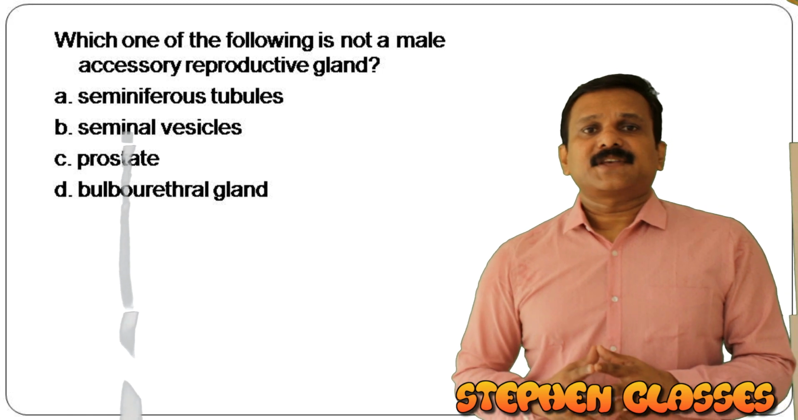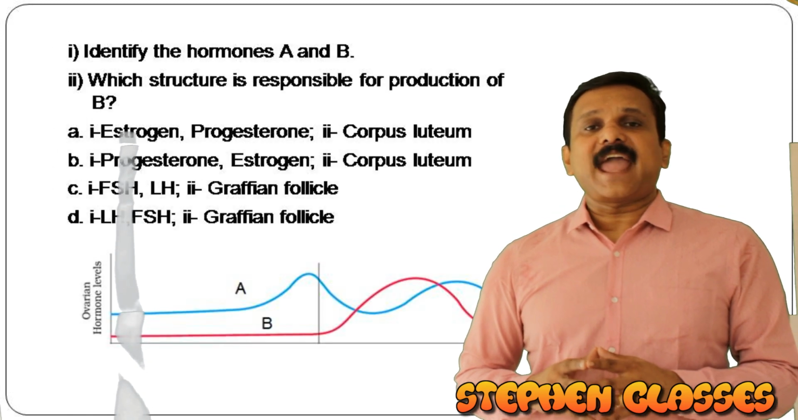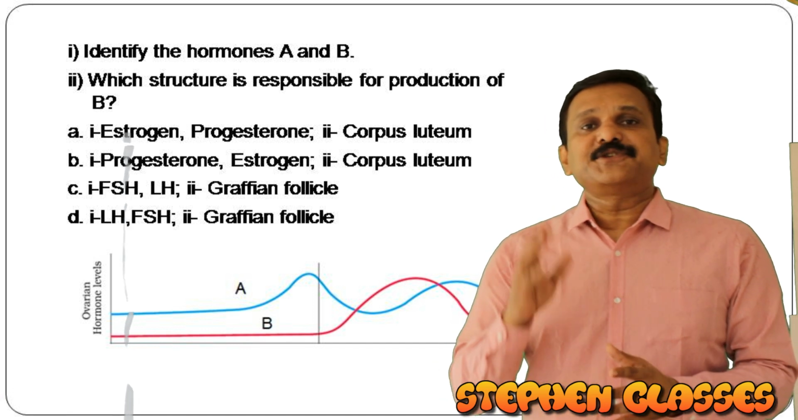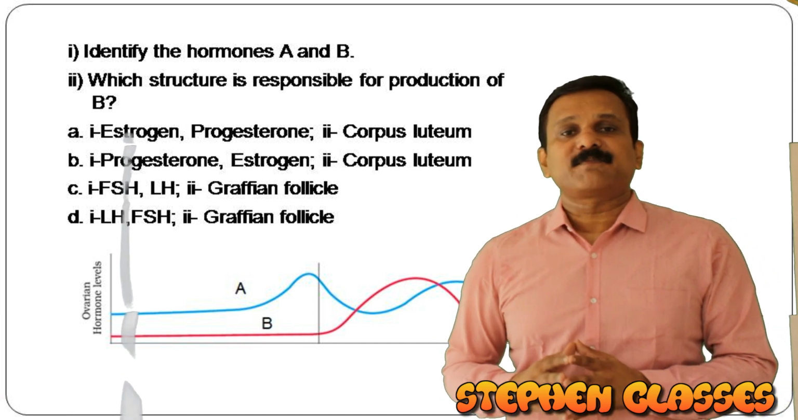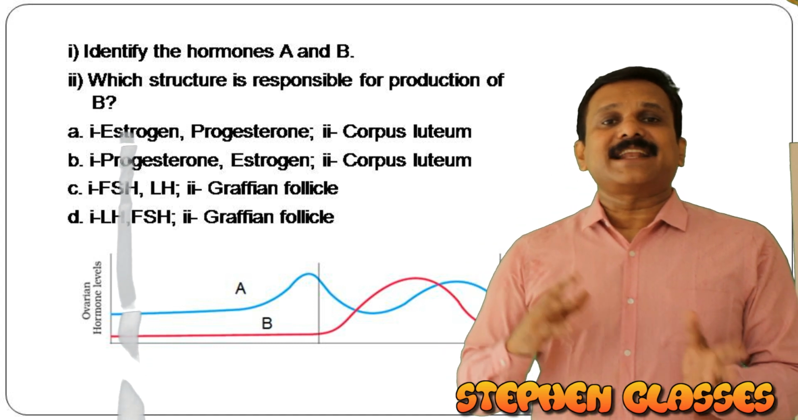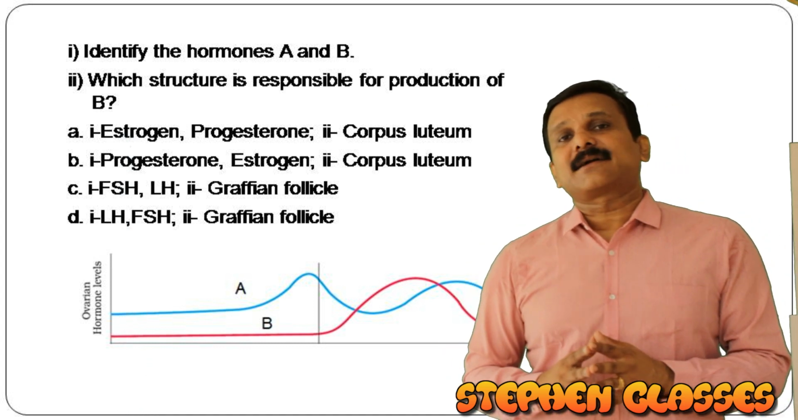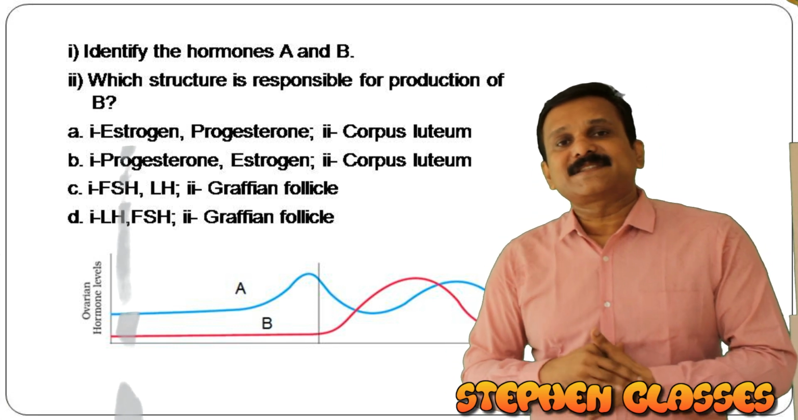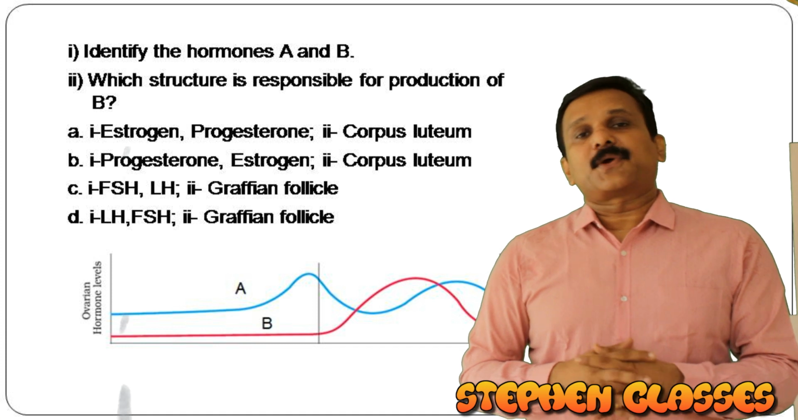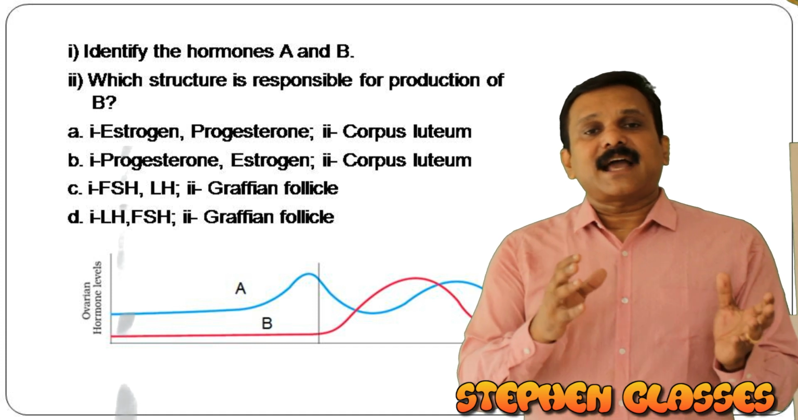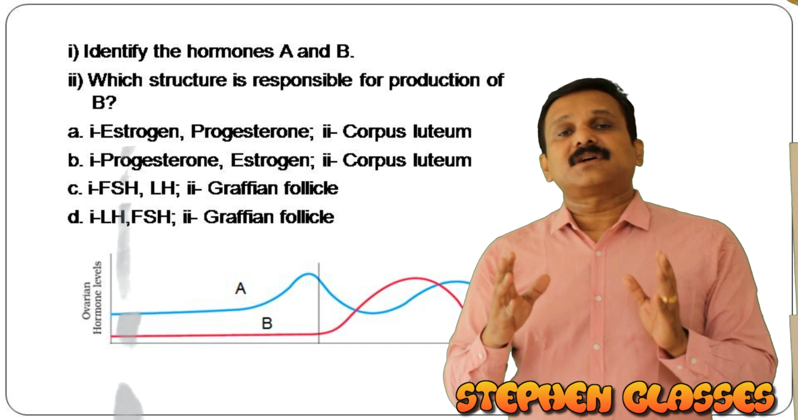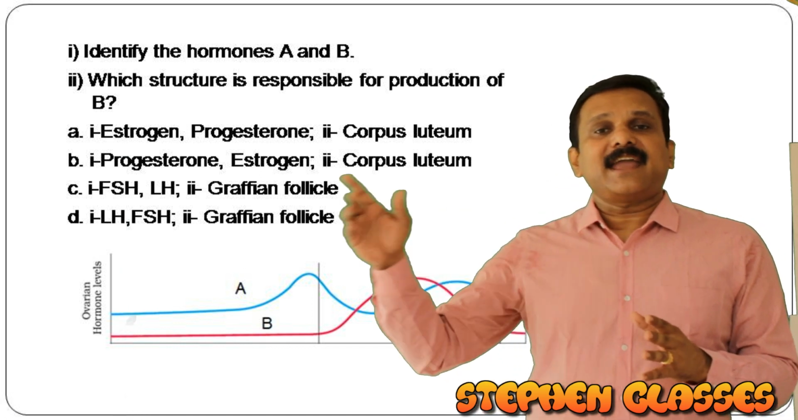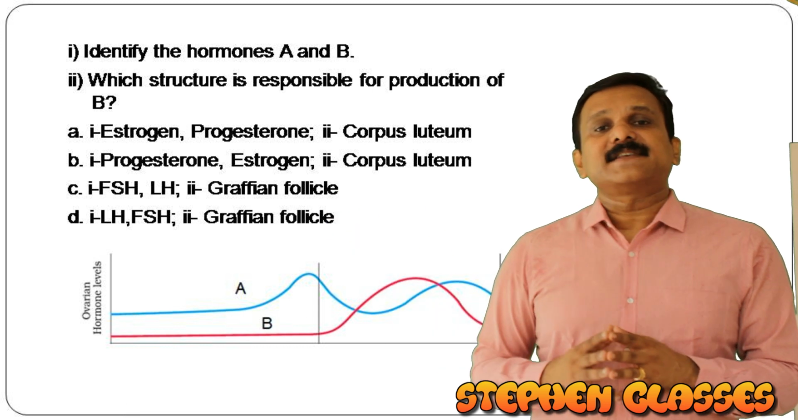Coming to the next question, identify the hormones A and B. So you know, the menstrual cycle is very much influenced by the pituitary hormones and ovarian hormones. The pituitary hormones are FSH and LH. They influence the menstrual cycle. Okay. What about ovarian hormones? Ovarian hormones are estrogen and progesterone. So here it is written as ovarian hormones, and in the picture, the graphical representation, it is very clear that the line marked as line A is estrogen.